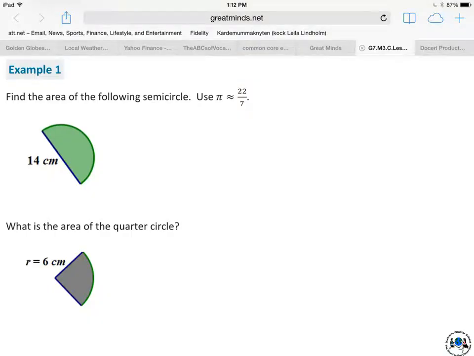So here in example 1, let's go ahead and have you try these 2. First, find the area of the semicircle here, and they want you to use pi being equal to 22/7. And the same here. What is the area of the quarter circle here? And use pi as 22/7 again. Do all your work on the space there in your binder, and come on back and let's see how you did.